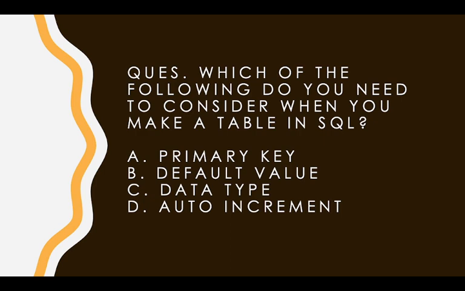So, according to me, the answer for this particular question should be primary key, default value, and data type. So these three options would be correct for this question. Multiple options are correct in this particular question. If this had been which of the following you wouldn't consider, then the answer would be just auto increment. So the answer for our question one is primary key, default value, and data type. All right, I hope this was clear.